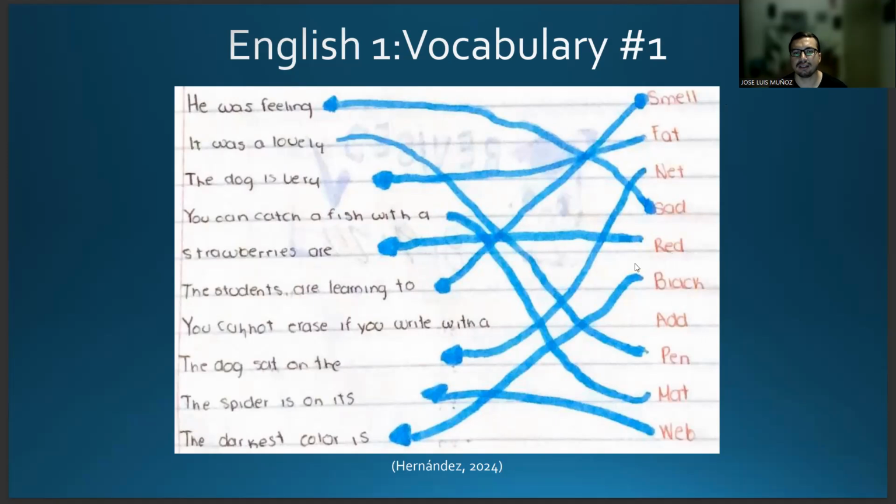Strawberries are red. The students are learning to smell. You cannot erase if you write with a pen. The dog sat on the net. The spider is on its web. The darkest color is black. So here we have like to match, you know, you have a sentence and you have to match it with a definition, and like that you have all the information.